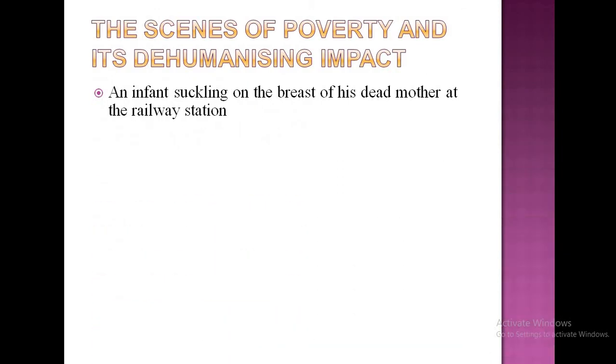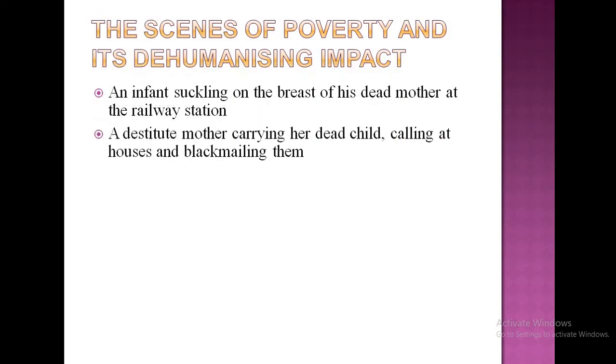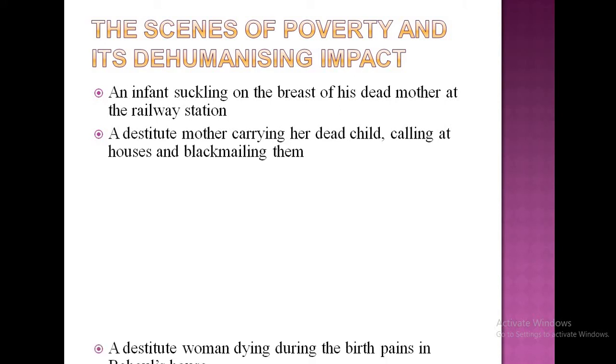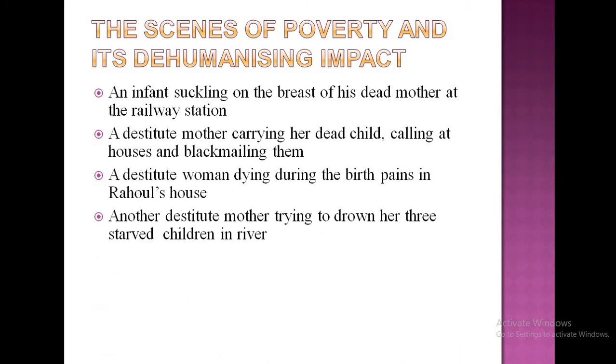We have more scenes of poverty and the dehumanizing impact of poverty in the city. There are a number of scenes which come up in the book. For example, an infant suckling on the breast of its dead mother at the railway station, and a destitute mother carrying her dead child, calling at the houses and blackmailing them. There was a scene of a destitute mother dying during birth pains, the one who comes to Rahul's house at night. Another destitute mother is trying to drown her three children because she could not provide them food and she could not see them starve.